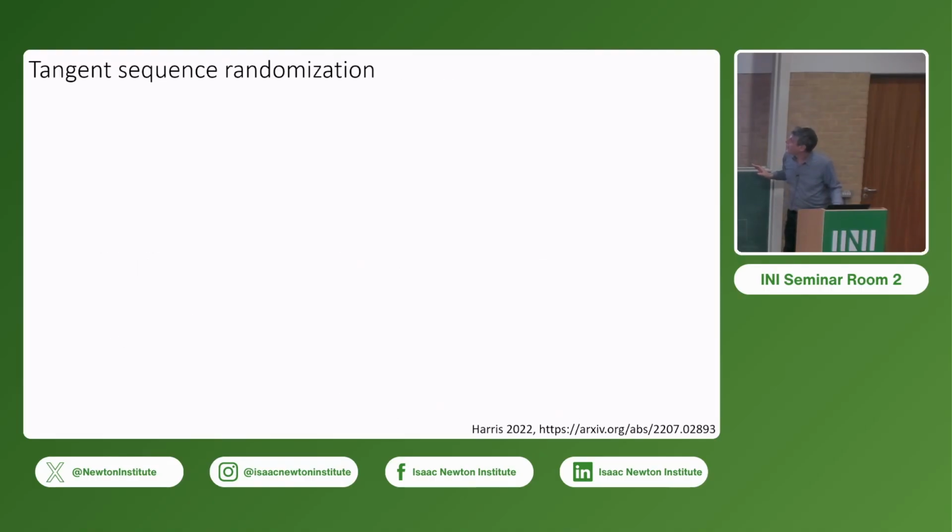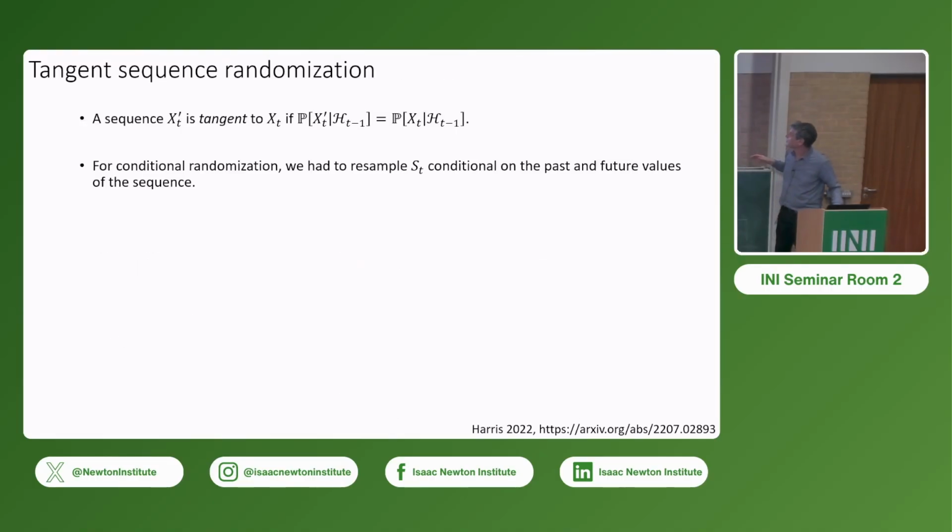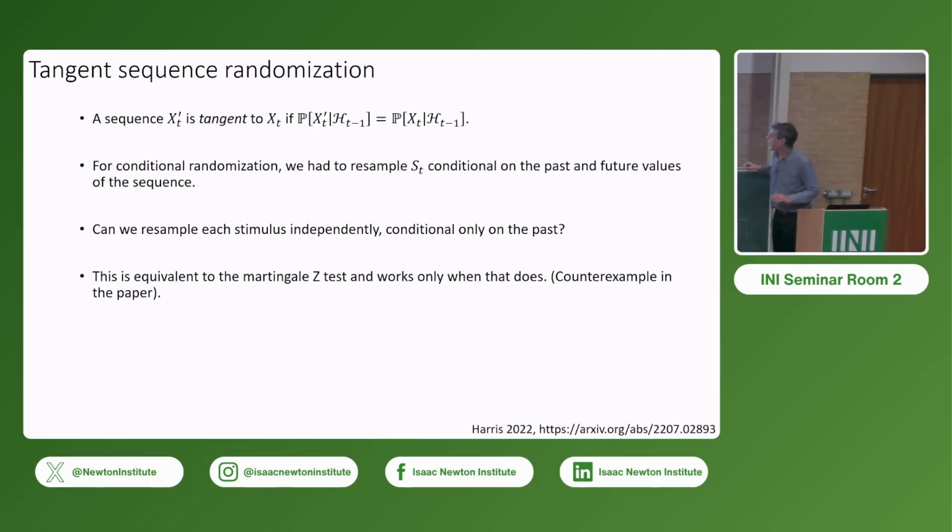Okay, so that's okay. And it turns out that doing this tangent sequence randomization, where you redraw at every time from this history conditional distribution, is equivalent to the martingale Z-test because these conditional x's approximate the sum conditional variance.